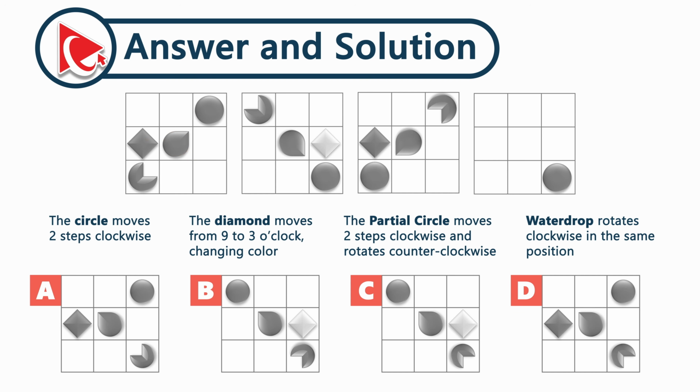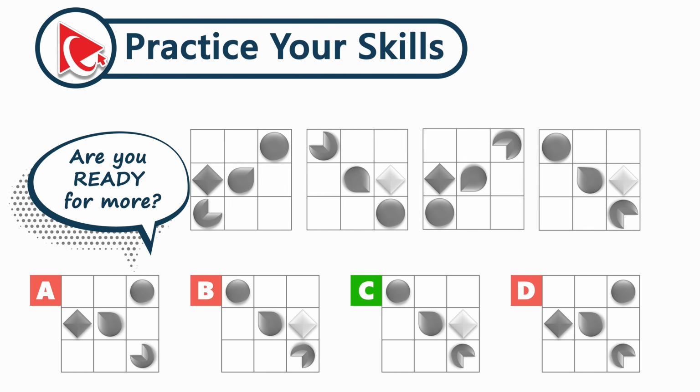The circle will be in the upper left corner. The water drop will be pointing to the full circle at 11 o'clock. The diamond will be a lighter color and will be in the 3 o'clock position. And the partial circle will be in the bottom right corner, which means that the correct answer here is choice C. But wait, are you ready to practice your skills?